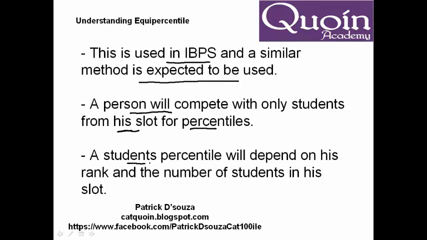So basically a student's percentile will depend upon his rank in his slot and the number of students in his slot. You don't have to worry about someone else's paper being easier or tougher than yours. Also, you don't have to worry about how many wrong questions were in some other slot as compared to your slot. I hope this clears some of the cobwebs with regards to the equipercentile method. Thank you.